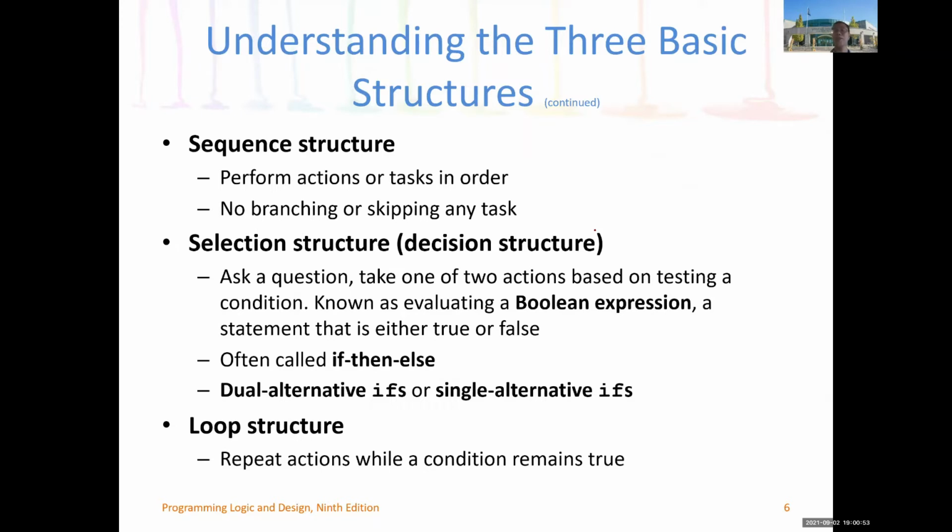Selection structure is a decision, or sometimes it's called the decision structure. It only asks a question, and the answer is yes or no. Take one of the two actions based on a testing condition. Everything is a Boolean expression, and the statement is either true or false. That's all. True, do something; false, do something.